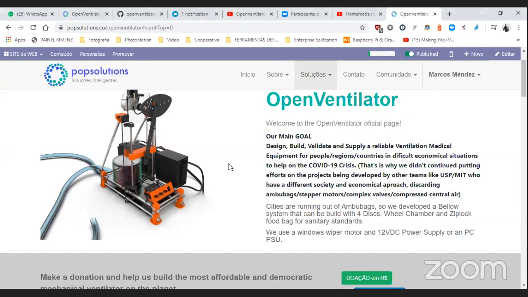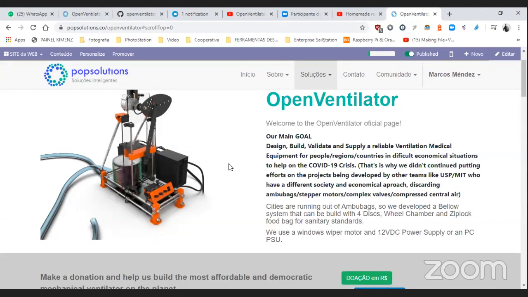the States of Brazil. So we discarded, we are not considering using stepper motors like in the primary project. Of course, stepper motors can be implemented, but they are not easily found in third world countries. Ambu bags also, complex valves neither. Parker, the biggest manufacturer in the world, cannot produce 5 million valves in, I don't know, 2 years. So it's impossible to solve the problem with this approach.